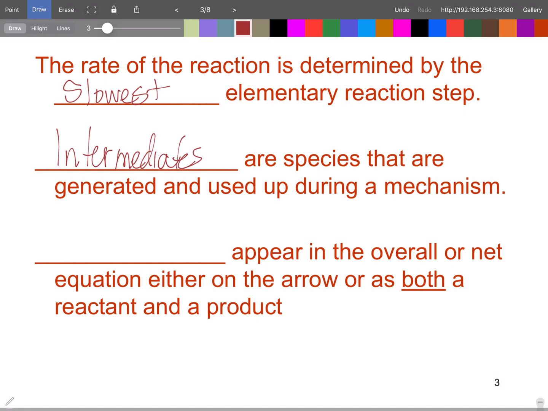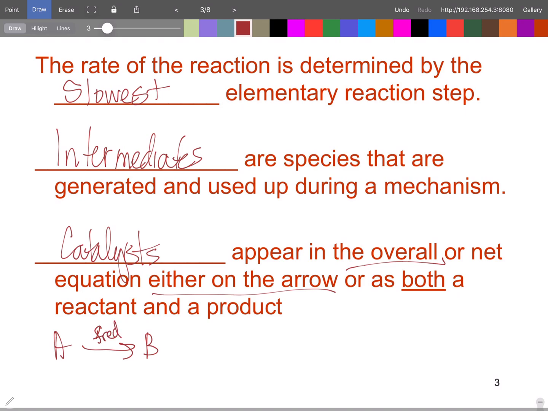Okay? Catalysts, on the other hand, are interesting because they appear in the overall or the net equation as both a reactant and a product. So if you write an equation, A goes to B, and you have Fred over the arrow, Fred would be your catalyst. But if you had Fred plus A yields B plus Fred, then you threw Fred in, but Fred isn't used up, so Fred is your catalyst.